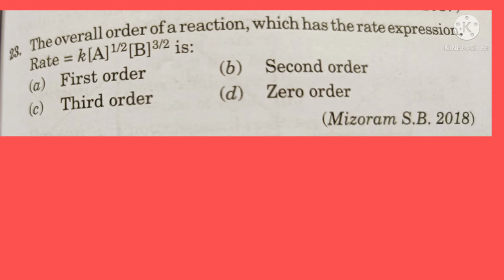The overall order of reaction, which has the rate expression, rate is equal to k into A raised to power half into B raised to power 3 by 2 is half plus 3 by 2, which is half plus 1.5, that is 2. So the reaction is second order. Option B is the correct answer.